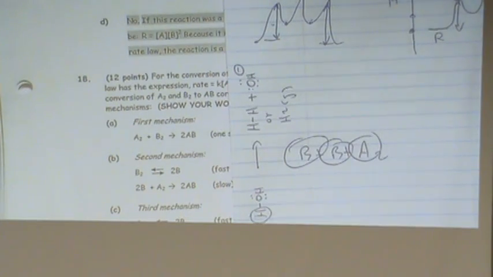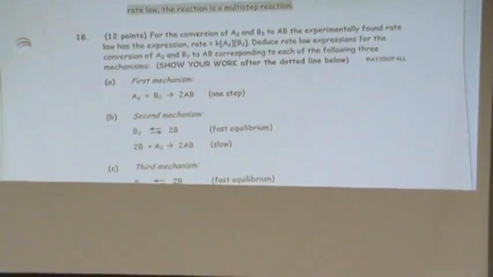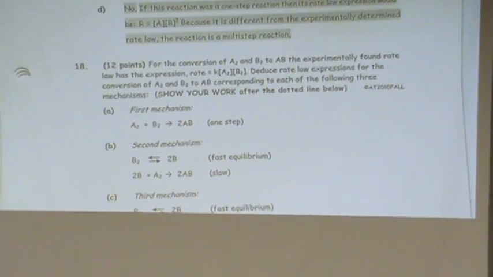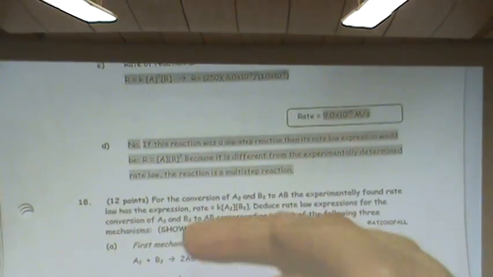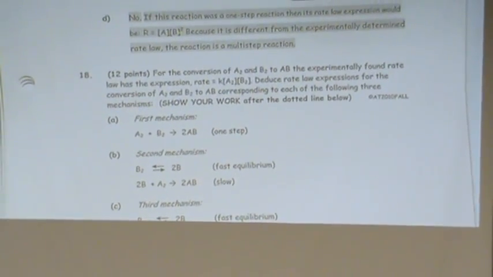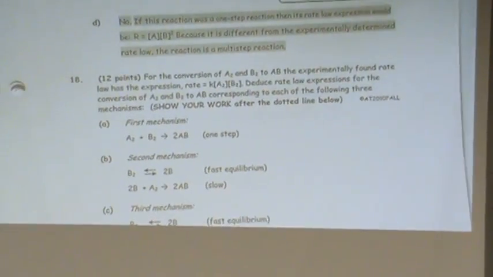The third one is the most probable of the 3 because it tells us if you can detect 2 intermediates during the reaction, which is most probable. So which one of these 3 mechanisms has 2 intermediates? This one, right?